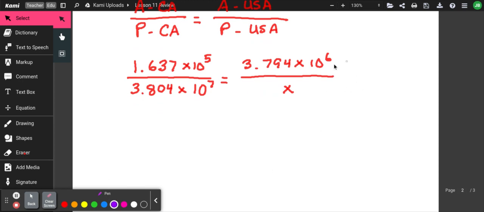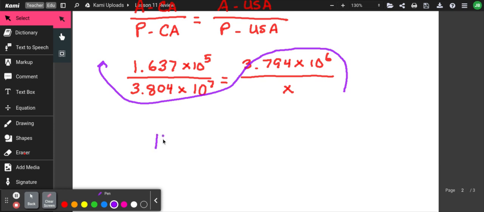So in order to solve a proportion, we start with our variable, and we're going to grab the number on top, cross multiply, and divide. So what I want to do is a multiplication problem here. So I'm going to multiply 3.794, I'm putting it on a calculator, 3.794. And I'm going to multiply that by 3.804. And I end up with 14.43. Now I'm going to stop there.